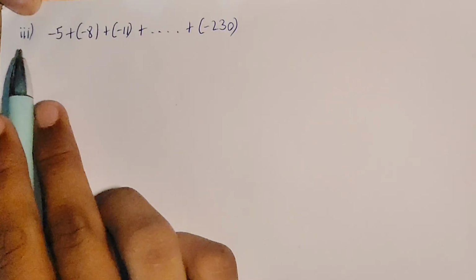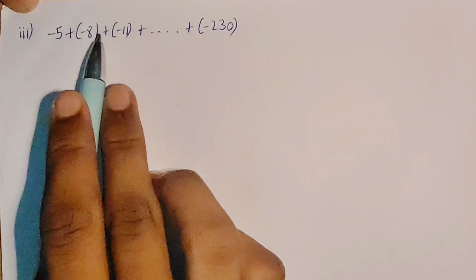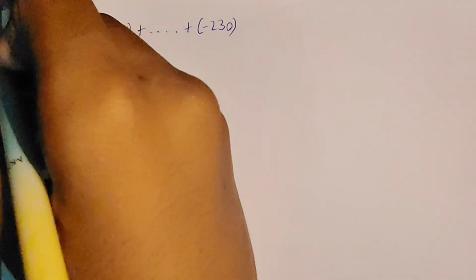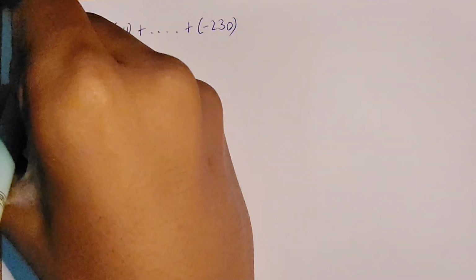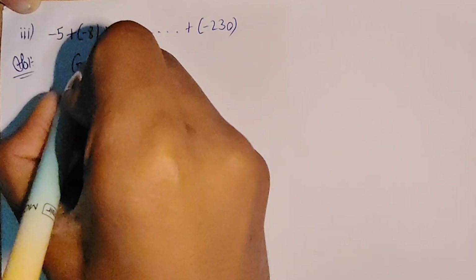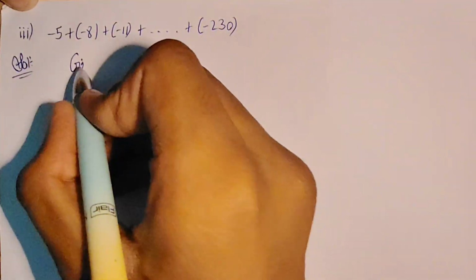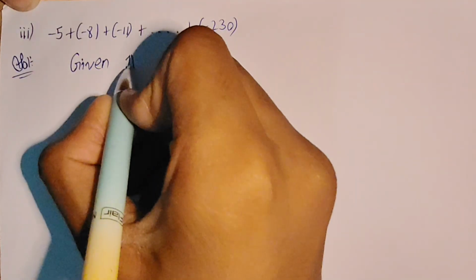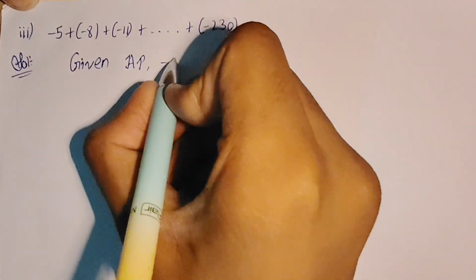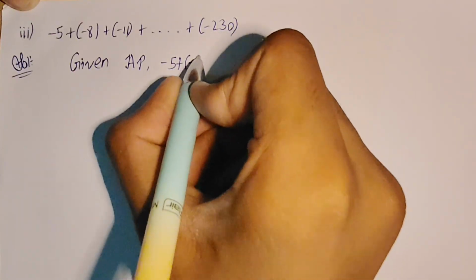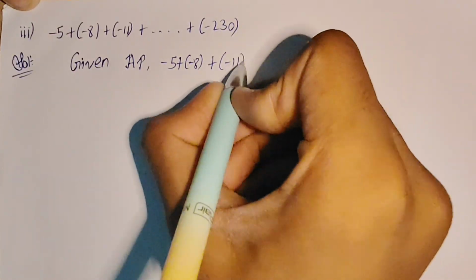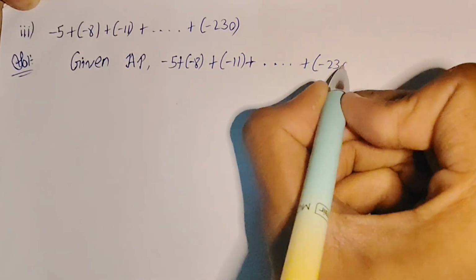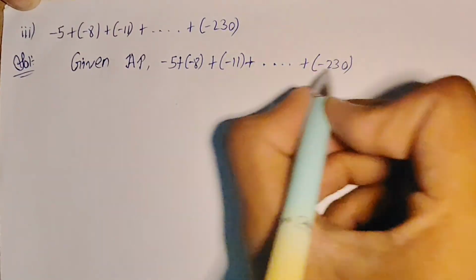So here the given third question is minus 5 plus of minus 8 plus of minus 11 and so on plus of minus 230. Let us solve it. So given AP is minus 5 plus of minus 8 plus of minus 11 plus and so on plus of minus 230. So it is the given AP.